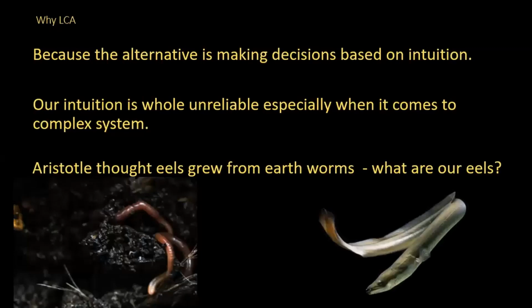Back in the day, Aristotle thought eels grew from earthworms. Other people thought they just appeared in mud because they couldn't find the sexual organs. And so I wonder what, in thinking through our decisions around things, are the sort of eels that we have today, things that we think should be good because we just intuitively know it. And so that tends not to be good enough.